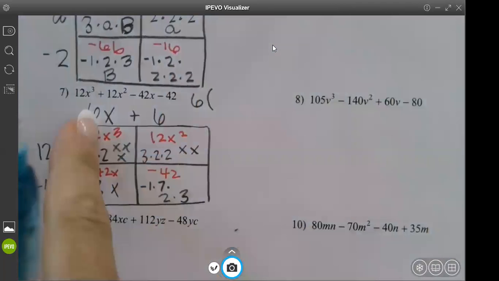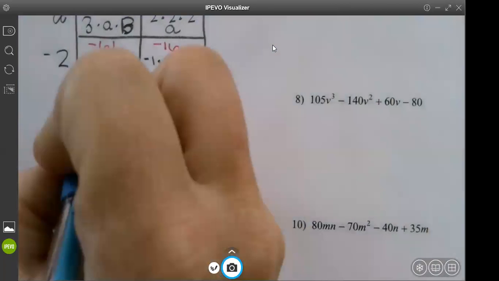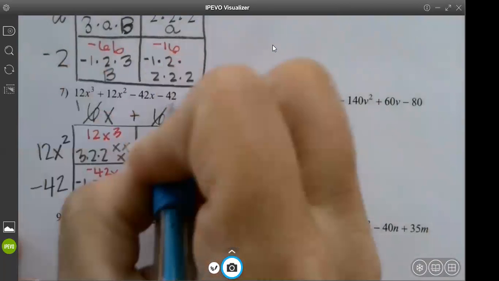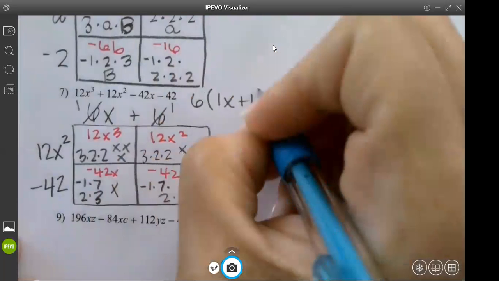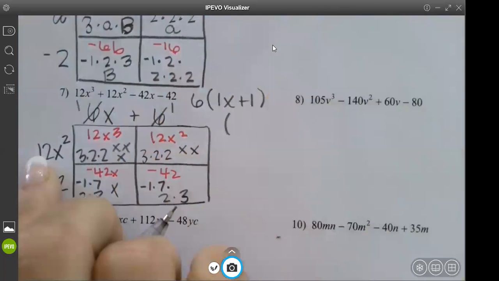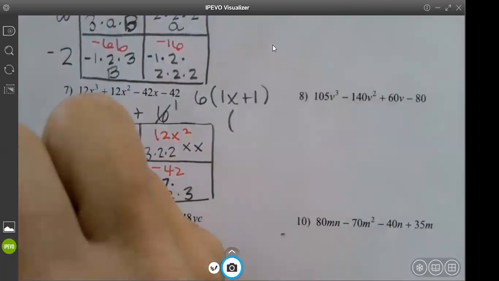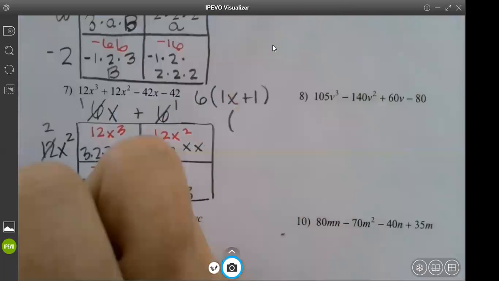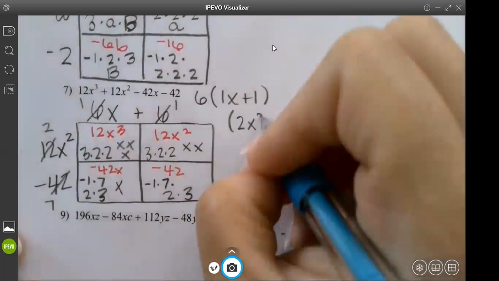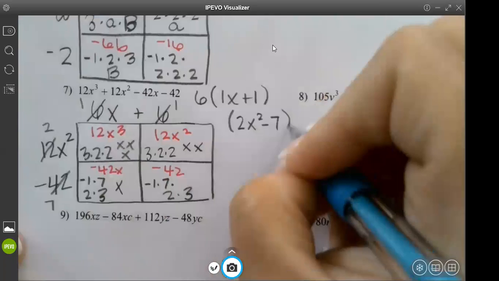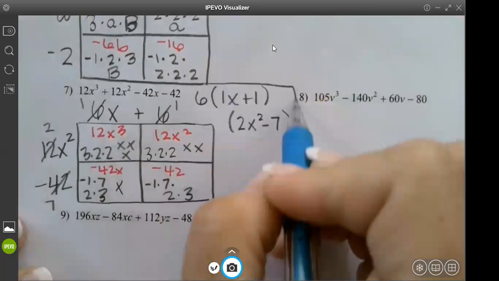What is 6 divided by 6? 1. 6 divided by 6 is 1. So this is actually going to be 1x plus 1. What is 12 divided by 6? 2. And then 42 divided by 6 is 7. So this one would be 2x squared minus 7. This is the answer that you're going to see.